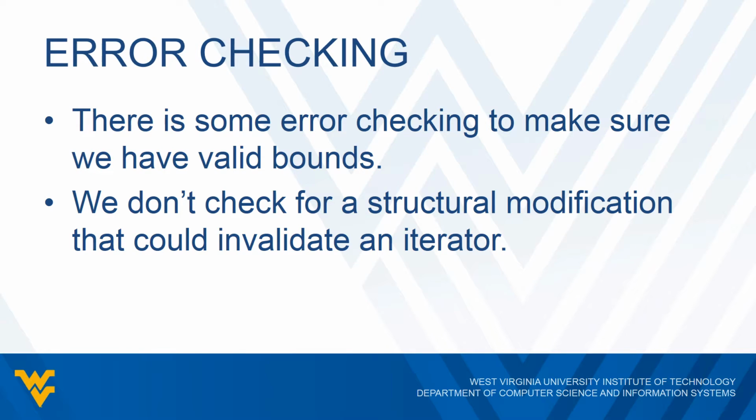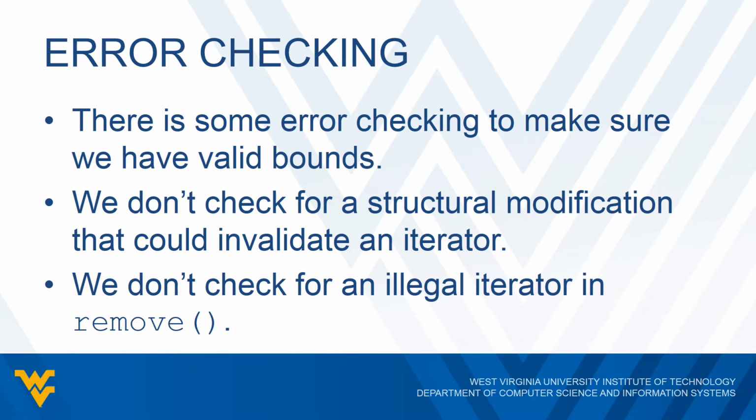We're not checking for any structural modifications that could invalidate an iterator. It also doesn't check for an illegal iterator whenever we use the remove method. So it's probably a good idea to make sure that those checks are included in the code.